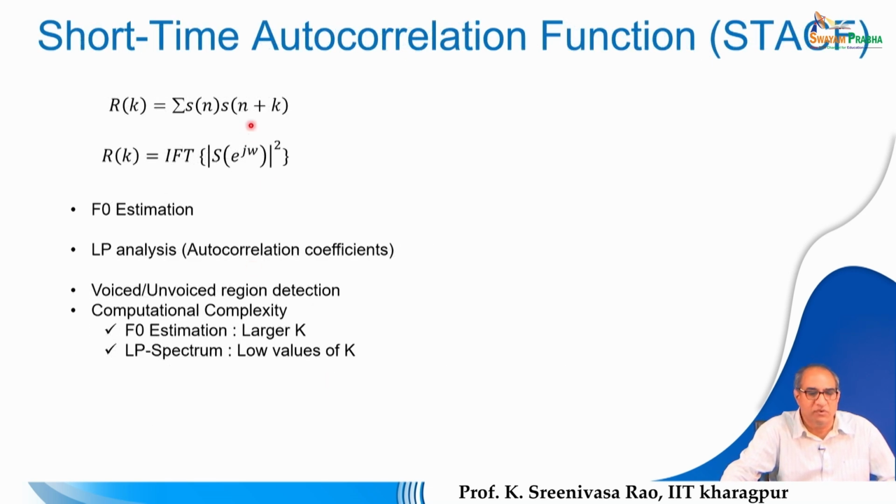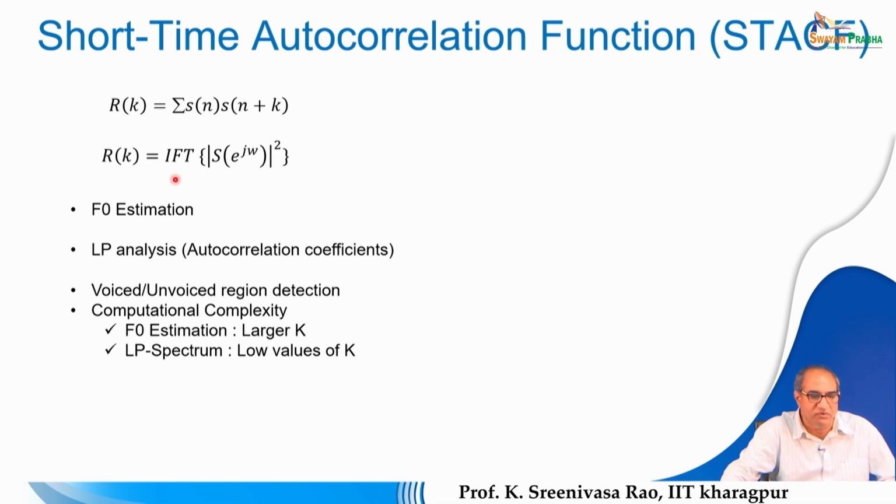And the next important feature that is used is the short time autocorrelation function, and we know that the short term autocorrelation function can be computed by using this expression. This short term autocorrelation function allows us to estimate the f naught. It means that the periodicity can be estimated or detected in a given speech segment, and this autocorrelation function can also be used in linear prediction analysis, which we are going to discuss in the next lecture most probably.